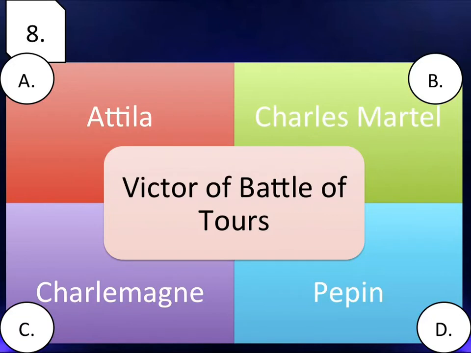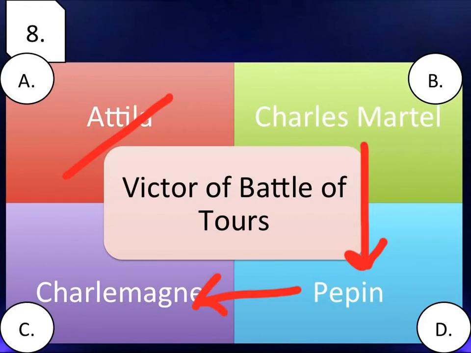Let's see. Let's get rid of the most obvious person who it's not, and that would be A, Attila. It was definitely not him. Attila the Hun was running around causing all sorts of problems, but he was not the victor of this battle. Now the remaining 3 options are all related. Charles Martel was the father of Pepin. Pepin is the father of Charlemagne. So in that order.